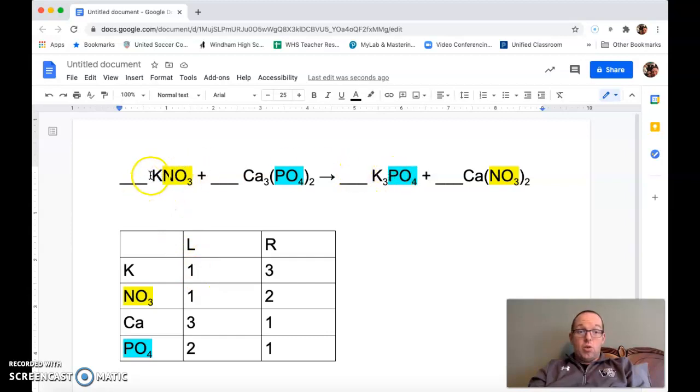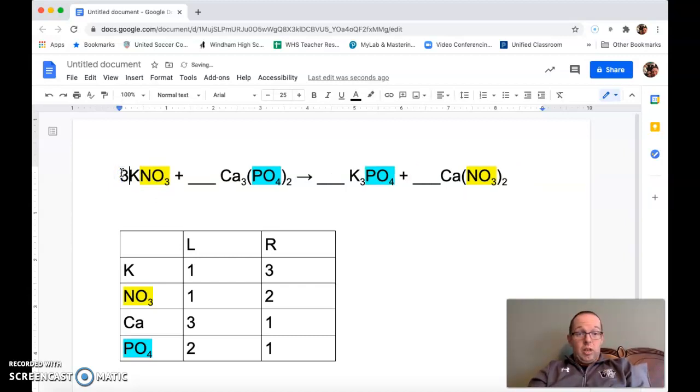And so to balance the number of potassium atoms, I'm going to go ahead and add a number 3 right here. So when I add that number 3, we're going to need to go into the chart here and change all of the numbers that we need to change. So the 1 changes to a 3, and we also carry that through to the number of nitrate ions. Now we have 3 NO3s. So we're going to change that as well.